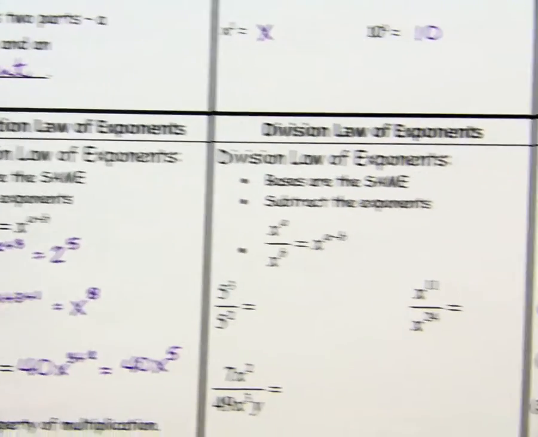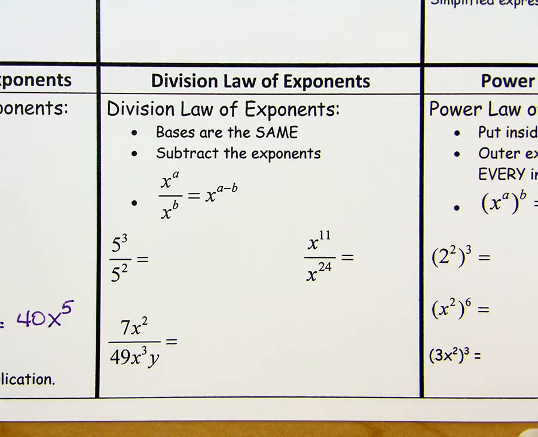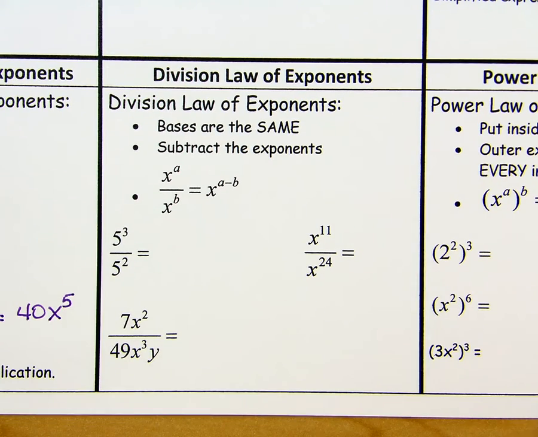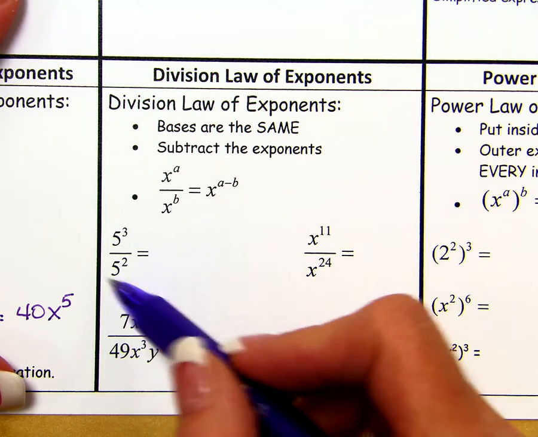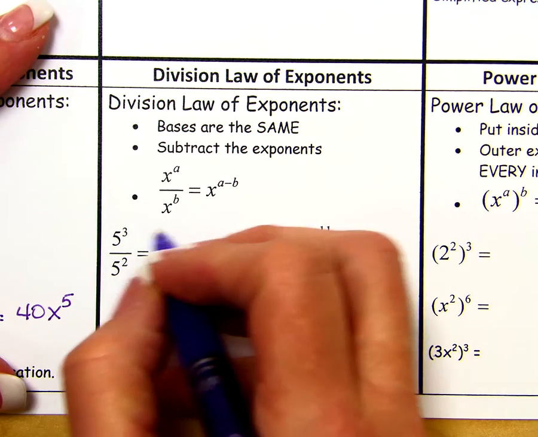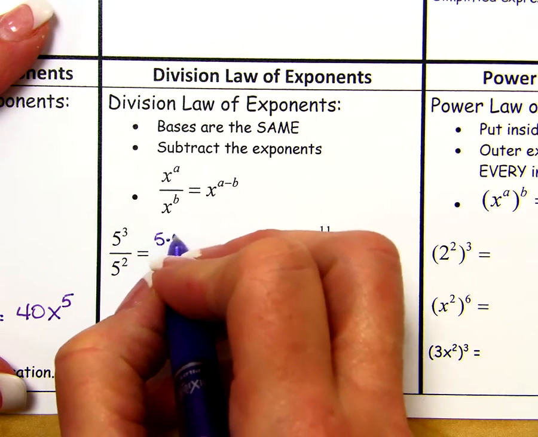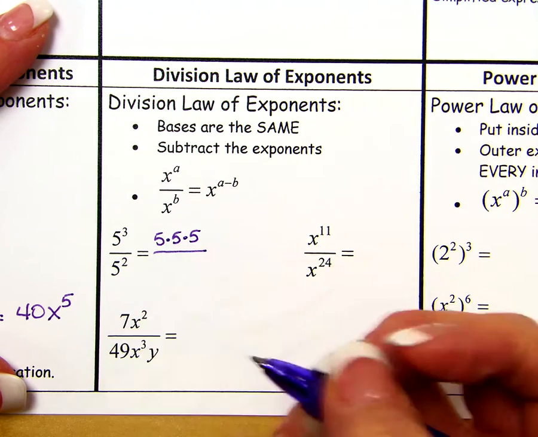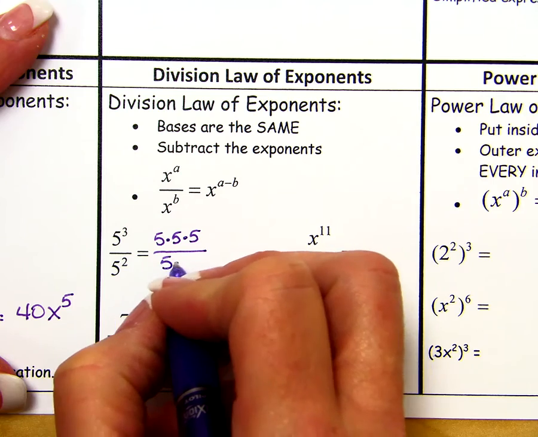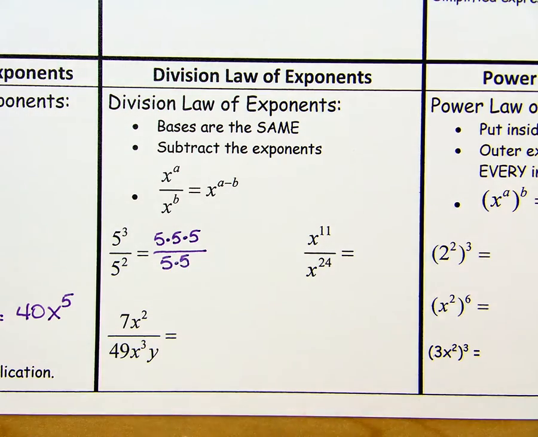The division law of exponents is very similar, except instead of adding, we're going to subtract. So I'm going to show you why that is with this example here. 5 times 5 times 5 is 5 to the 3rd, because 5 is used as a factor 3 times. And on the bottom, we simply get 5 times 5.